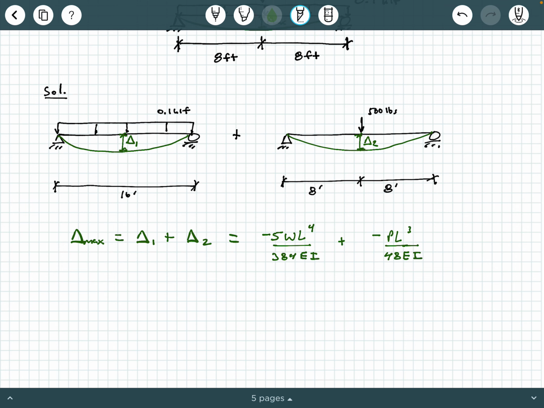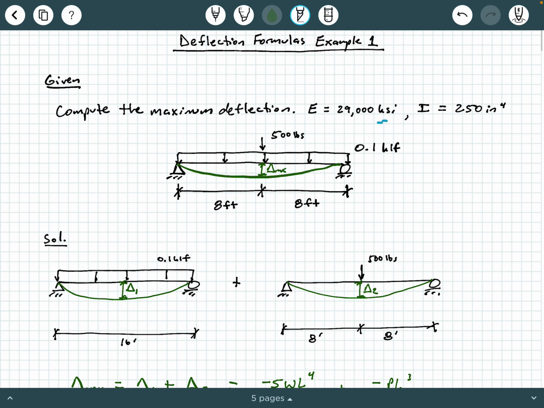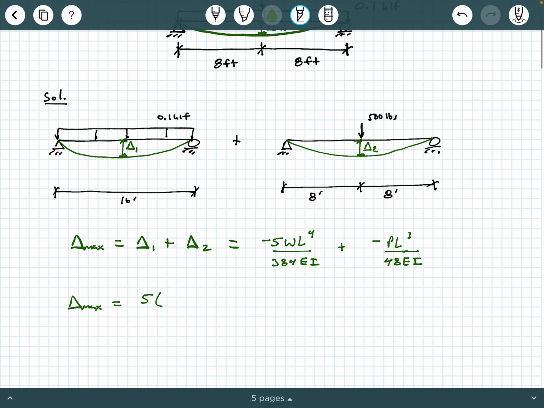So how do we combine these together? Well, we substitute these values in. We're going to say delta max equals, now I'm going to drop the negatives and I'm going to put a downward arrow here in a minute, 5 times W. Now W is 0.1 KLF. Watch your units, please, okay? So notice that E and I have units of KSI, kips per square inch, and inches to the fourth. So I would convert all my units right now before we make a mistake.